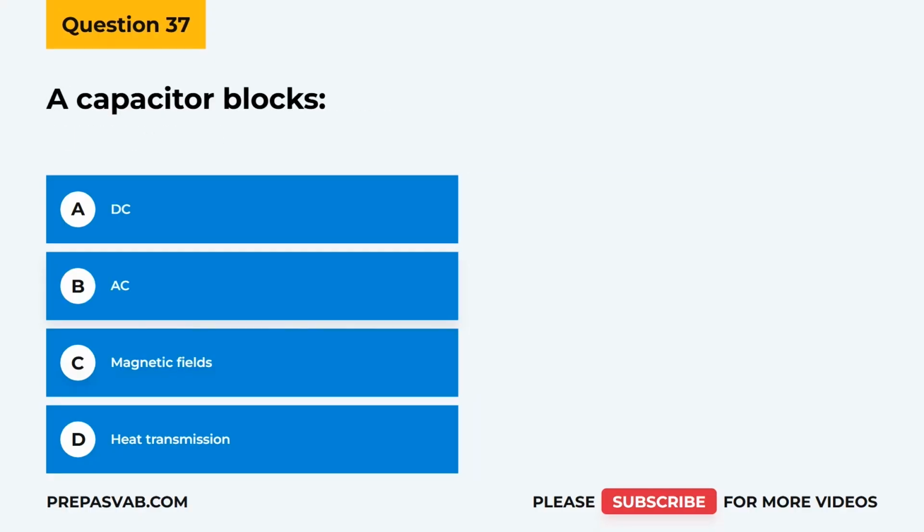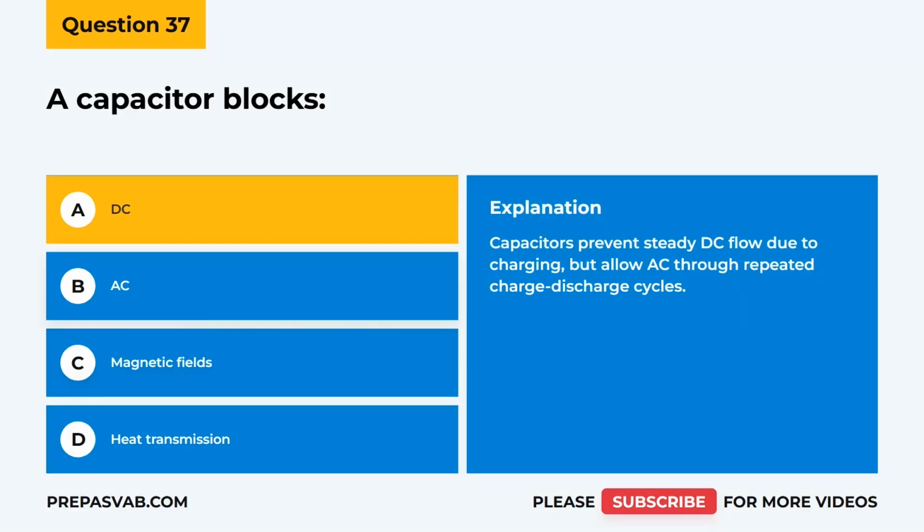Question 37. A capacitor blocks A. DC, B. AC, C. Magnetic fields, D. Heat transmission. The correct answer is A. DC. Capacitors prevent steady DC flow due to charging, but allow AC through repeated charge-discharge cycles.